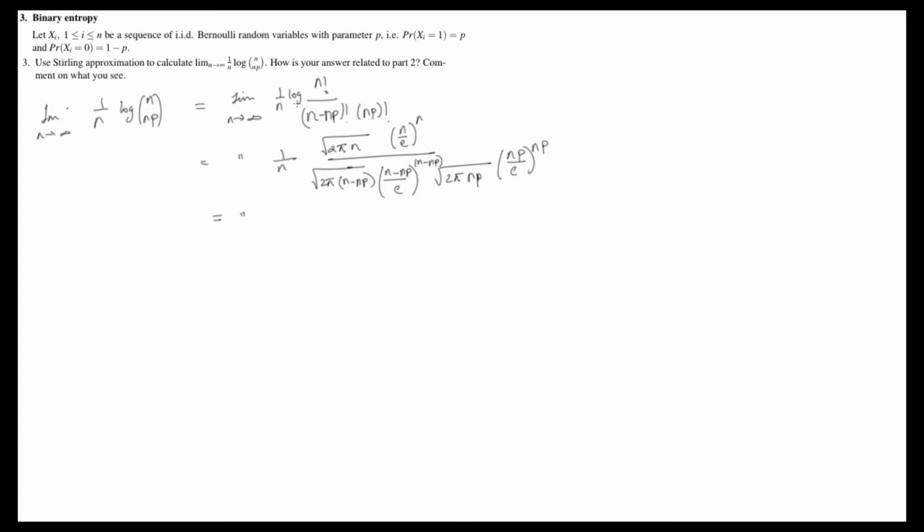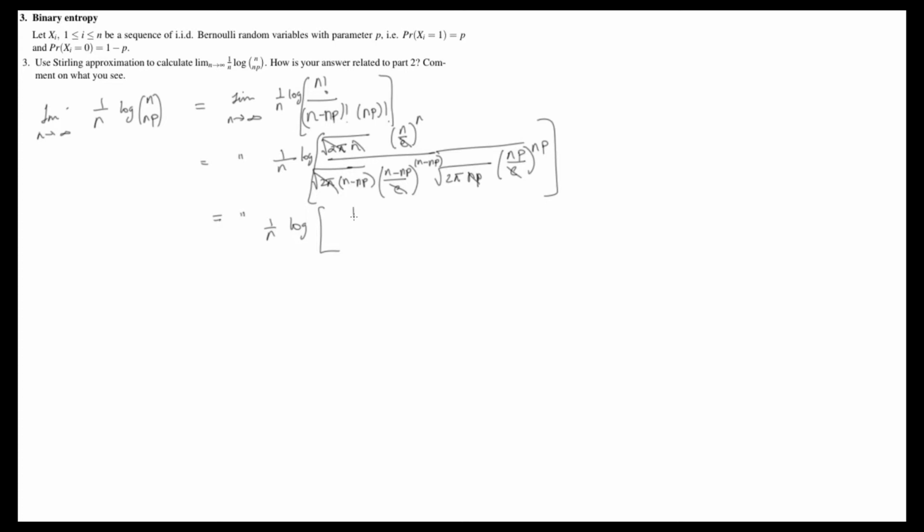So log of this. Why are things getting cancelled so easily? It's not the case. So it's log of that, right? We have a 2 pi and a 2 pi that get cancelled. We have an n and an n here which get cancelled, which is equal to 1 over n log of. So we have e to the n in the numerator, and in the denominator we have e to the n minus np and e to the np, so in the denominator we have another e to the n. So the e's in the numerator and the denominator get cancelled, right?